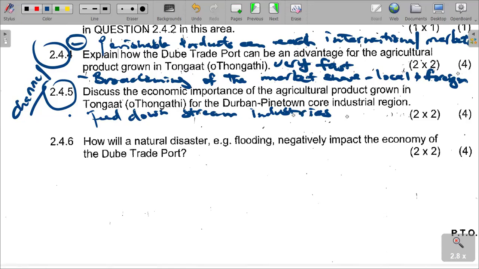We can talk about soft drink concentrate and confectioneries. Downstream industries, for example, we can give an example of Delta Beverages. We have sugar because of the sugar refinery there. We talk about the creation of jobs.